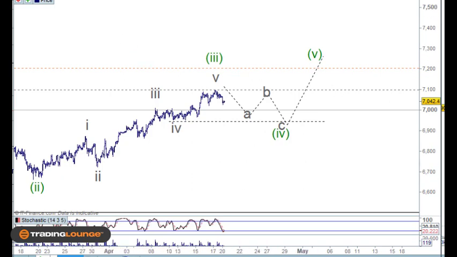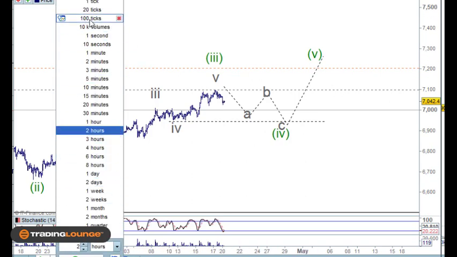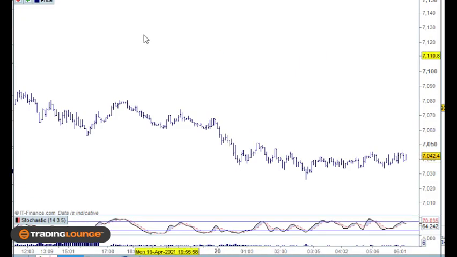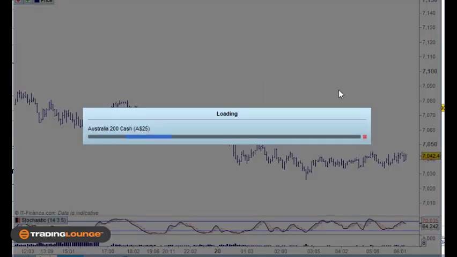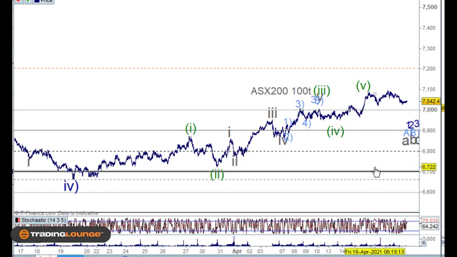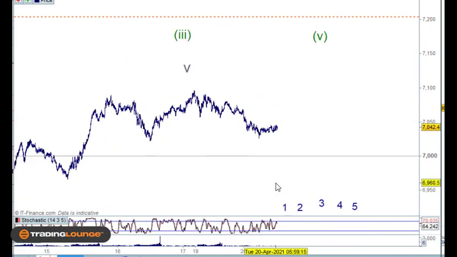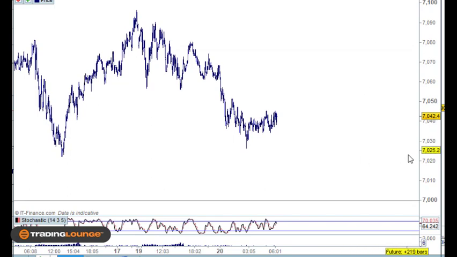Let's have a look at the tick chart for the moment. Still got the old count on it, but it doesn't matter, I'll just move things along a little bit. I just really want to have a look at this move here. I can see that this is the third wave in the middle here, and we've got 1, 2, 3, 4, and 5.